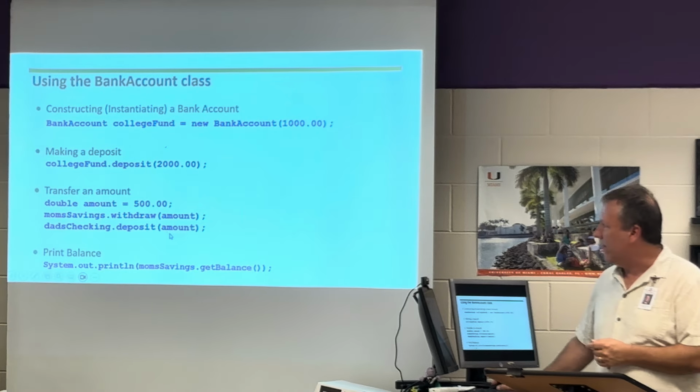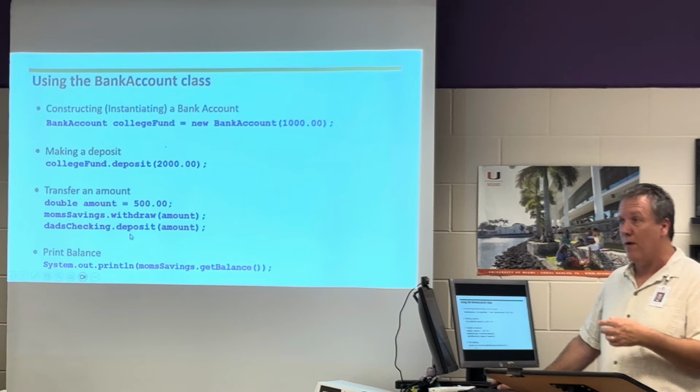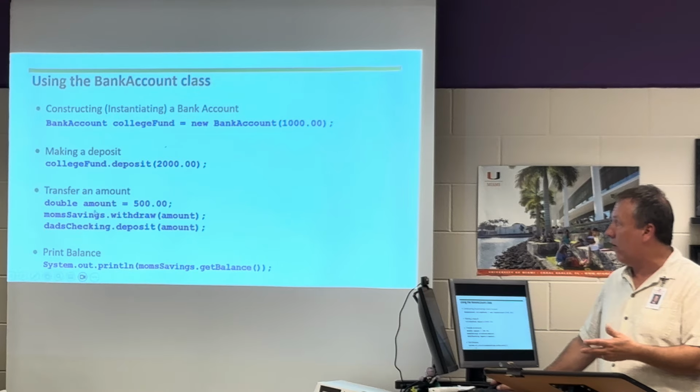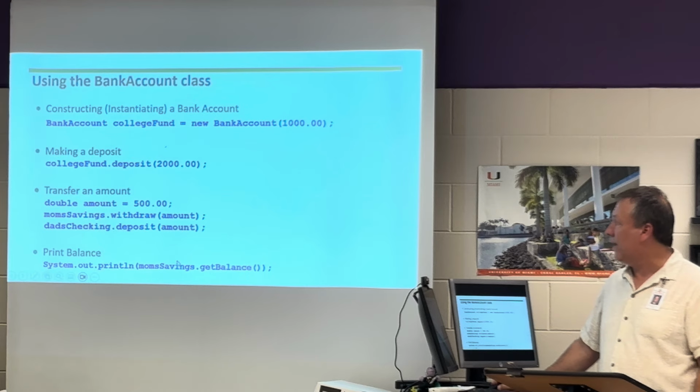I could print the balance. So these methods are going to actually modify our instance for our objects. We're going to change the balance here. But if I call momsavings.getBalance, that's going to give me some information, right? And I put it in a print line, so it's going to print out what the balance is.